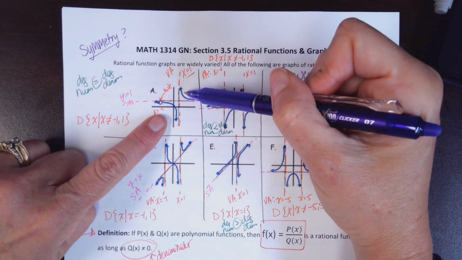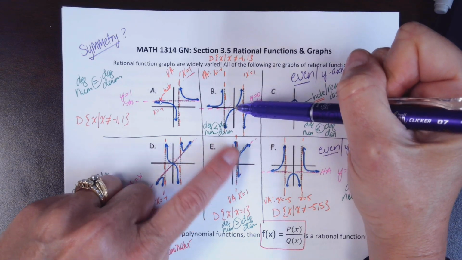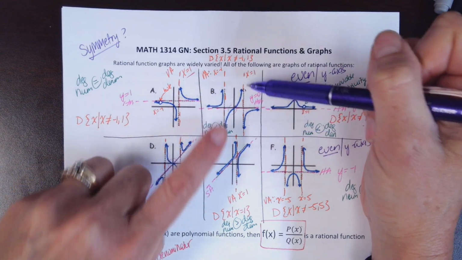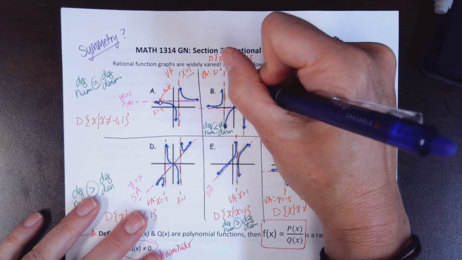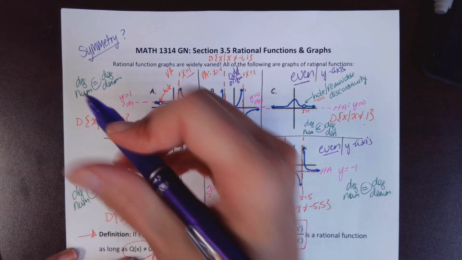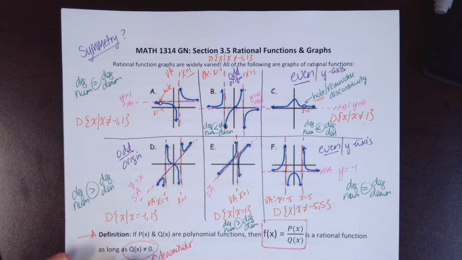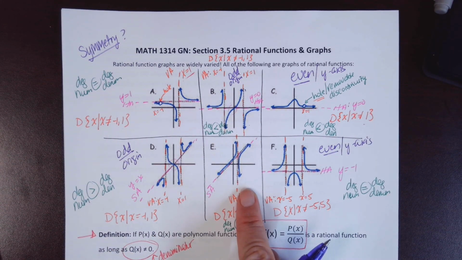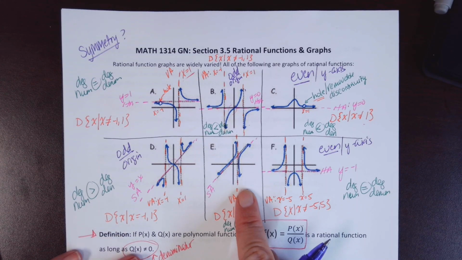This is one side up, one side down, but it's not centered on the origin. This one is centered on the origin, one side up, one side down. So this one is an odd function because we have origin symmetry. This one, D, is an odd function, has origin symmetry. What about E? It is not centered on the origin, is it? So it can't be an odd function.